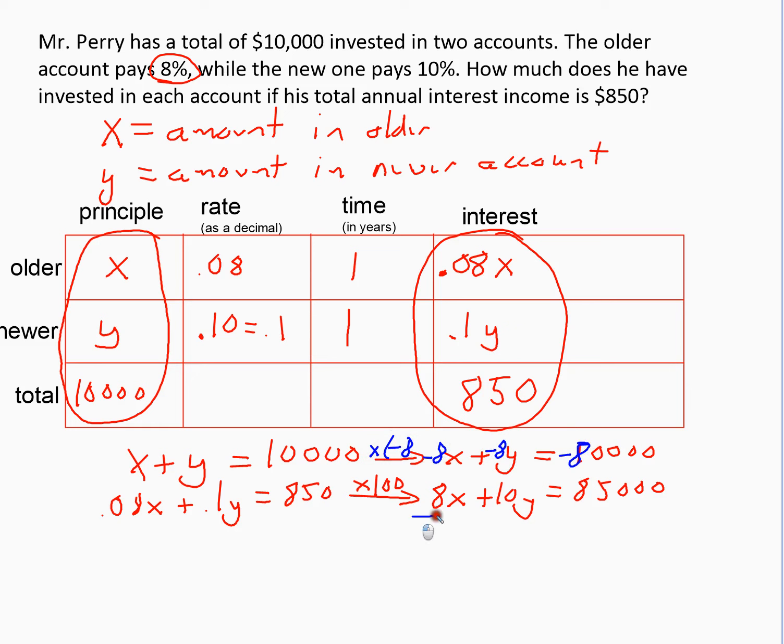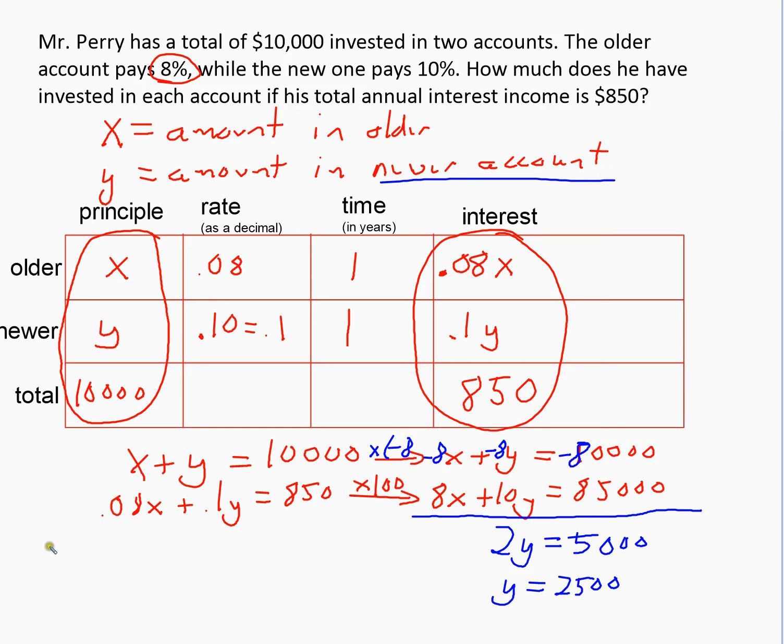And so now these are opposites. We can use elimination here. So here this is just going to be 0. Negative 8y plus 10y is 2y. And 85,000 minus 80,000 is just 5,000. And so we can divide both sides by 2. And 5,000 divided by 2 is 2,500. And that tells us there's 2,500 in the newer account.